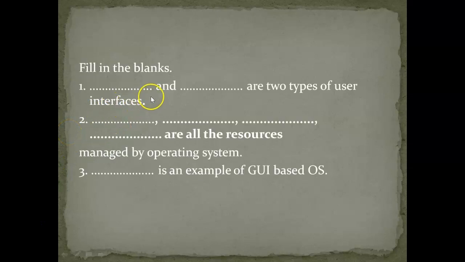Fill in the blanks. Blank and blank are two types of user interface. Just now we have seen one is graphical user interface, another one is command line interface. Blank, blank, and blank are all the resources managed by the operating system. So you have to write all the functions that you have learned till now. It can be memory management, process, input output, and file and disk management. All these are managed by your operating system. Blank is an example of a GUI based operating system. So an example of GUI is Windows.